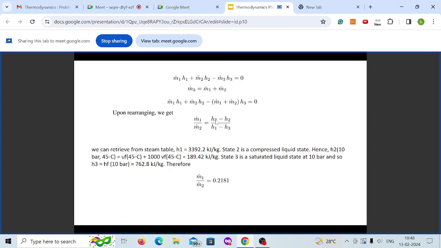So when you substitute all three enthalpies in the expression, you will get M1 over M2 equals 0.2181 as the ratio. So if you take 1 kg of liquid water at 10 bar and 45 degrees Celsius, you will require 0.2181 kg of steam at 460 degrees Celsius. That's what this will mean. So is this clear? Yes, sir. Okay.